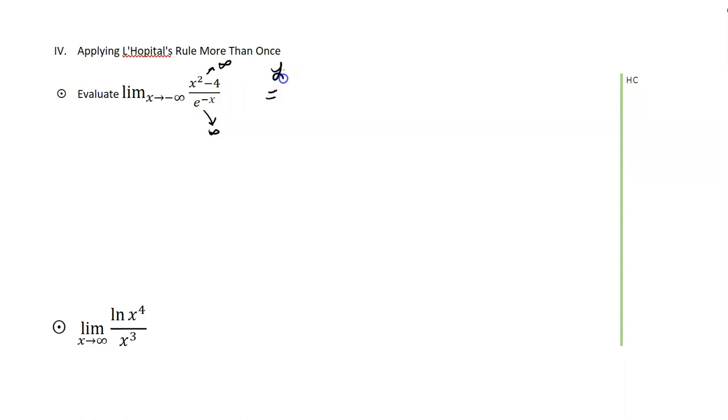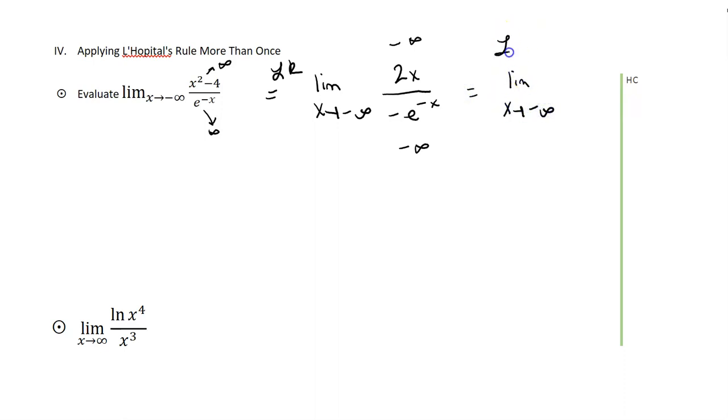So we'll use L'Hopital's rule and get the limit as x approaches negative infinity of 2x divided by negative e to the negative x. So with this one, we end up with negative infinity, and in the denominator, we're going to have negative infinity as well. So I'm going to use L'Hopital's rule again. So I'll have 2 over positive e to the negative x, and this is now a fixed constant number over something that's going to approach infinity. So this is going to be 0.